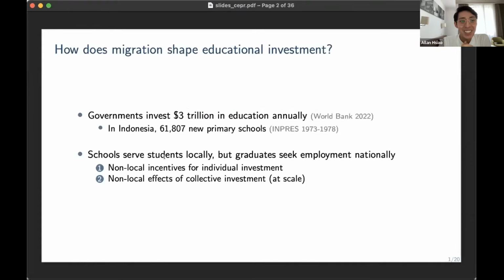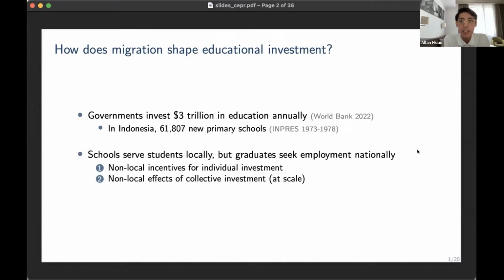Okay. So I'm interested here in how migration shapes educational investment. I think this is important because governments, of course, spend an incredible amount of money every single year on education, including in physical infrastructure, which is my interest in this paper. In particular, a large investment by the Indonesian government in the 70s, building 60,000+ new primary schools across the country.